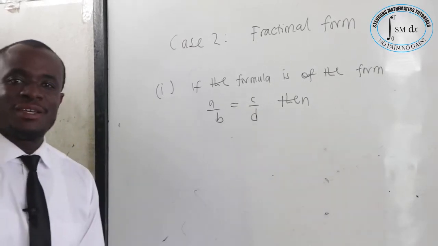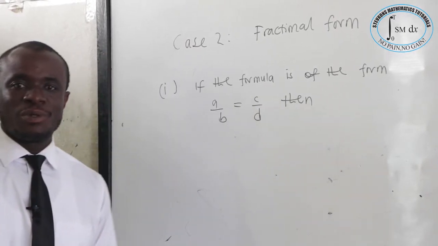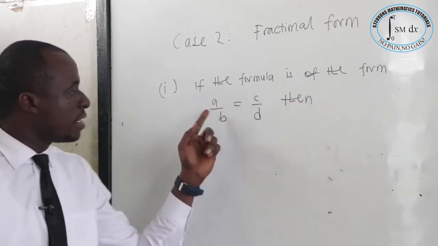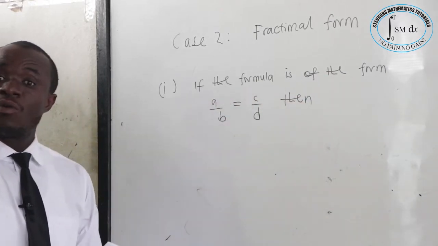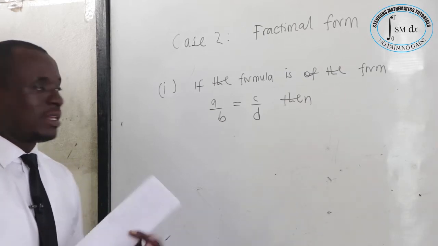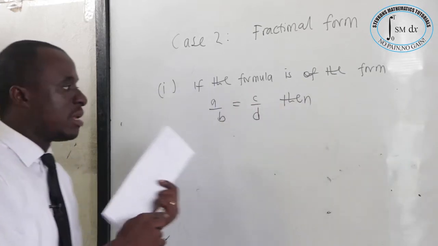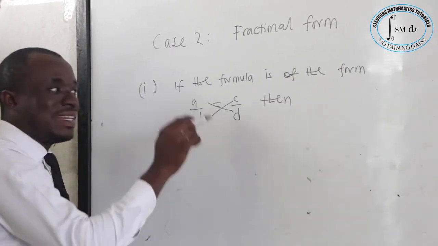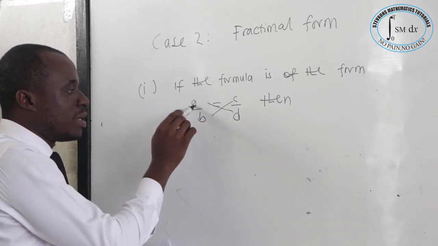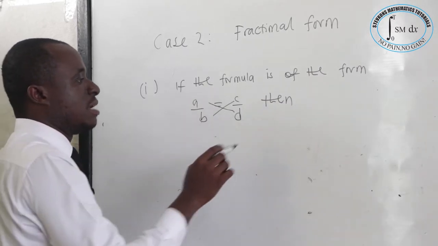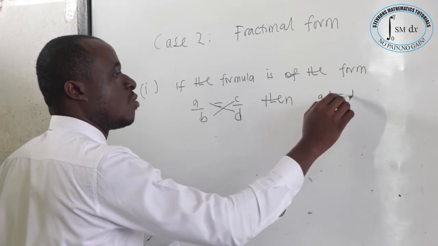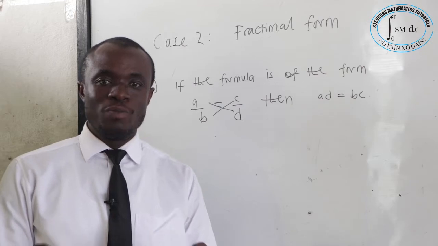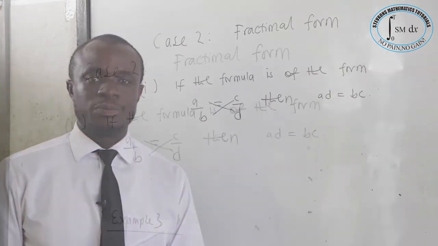Okay, we are done with our case 1. Now let's look at our case 2. Now that is fractional form, and if the formula is of the form a/b = c/d, what are we supposed to do? If you have something like this, you know this is one term, this is also another term. So from here, what do we do? You cross multiply. So you see that if a/b = c/d, then you cross multiply, a times d and then b times c. So you have ad = bc. Let's consider the following examples, which will make things quite easier for you.